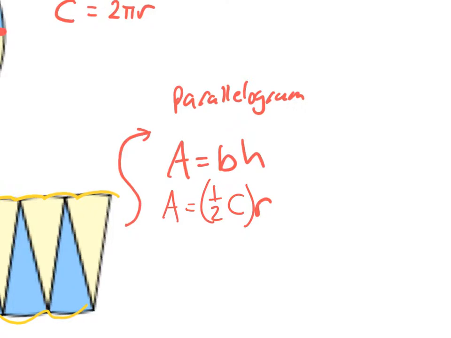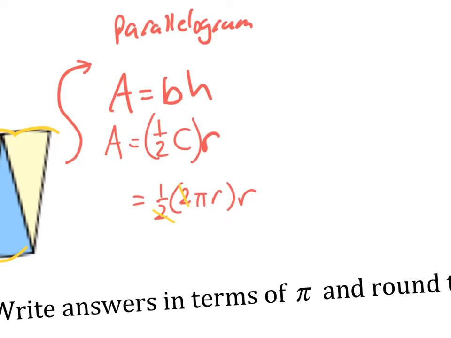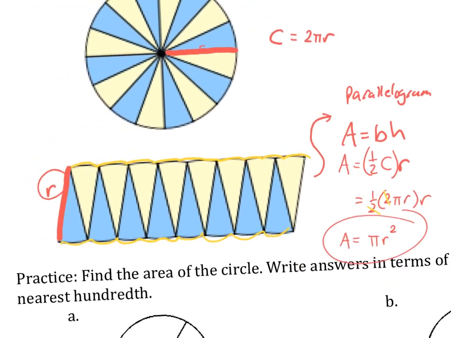But we know what circumference is. We already have a formula for that. So 1/2 of 2 pi R times R. I just replaced circumference. Notice what happens with the 2's. They drop out. And so we end up with area is pi times R, which is pi R squared. Boom! Now you can go on.